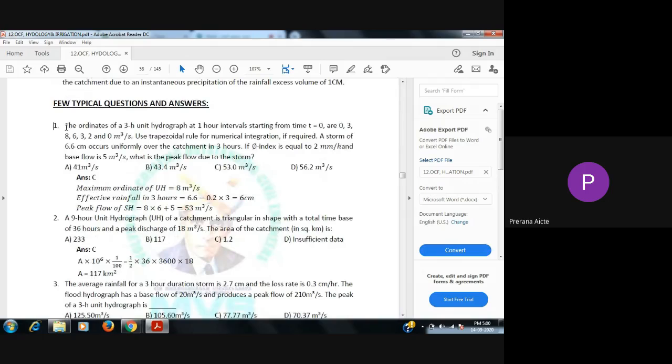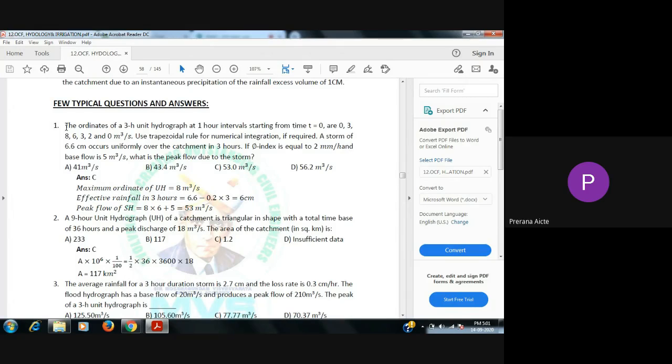Let's take this question: the ordinates of a 3-hour unit hydrograph. Please listen to the theory questions, but you can practice practicals also. Practice more number of questions. Read the problem and understand. The ordinates of a 3-hour unit hydrograph means the unit hydrograph is a 3-hour unit hydrograph because the effective rainfall is of 3 hours duration. Ordinate means measured at 1 hour interval, so each 1 hour you are taking discharge levels. That's why it's mentioned here.